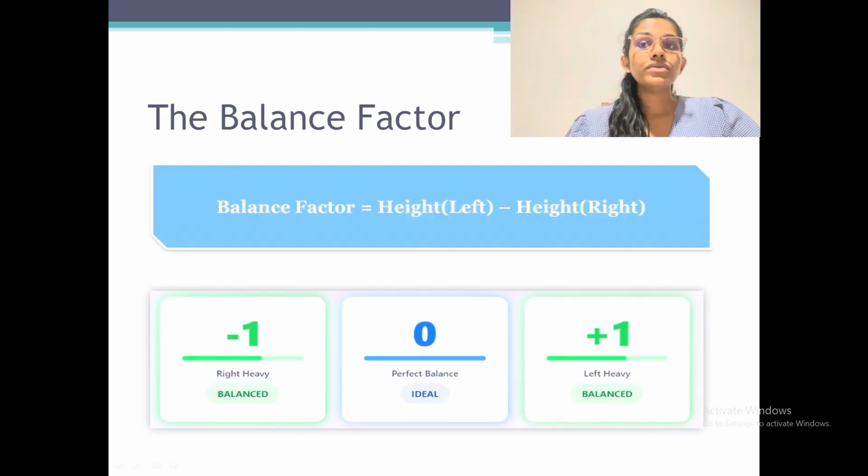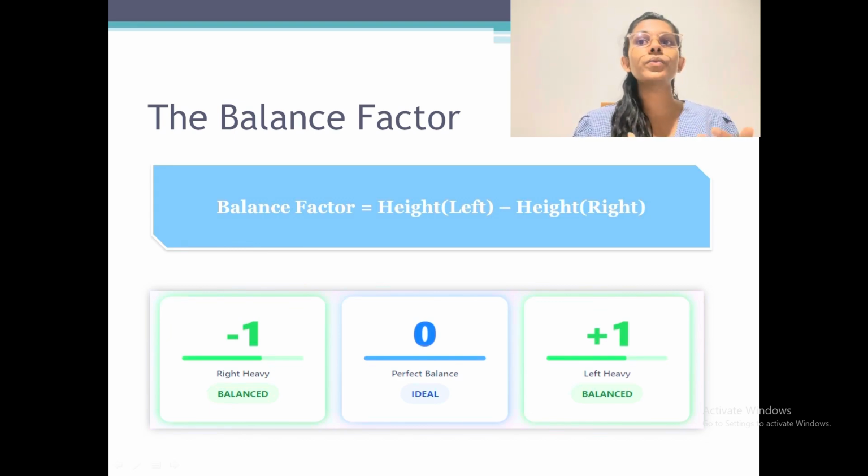So now let's talk about the balance factor, because this is the heart of how AVL trees maintain their balance. The balance factor of a node is simply the difference between the height of its left subtree and the height of its right subtree. We calculate it as shown in the slide. Balance factor is equal to the left height subtracted from the right height. In an AVL tree, the balance factor of every node must be -1, 0, or 1.